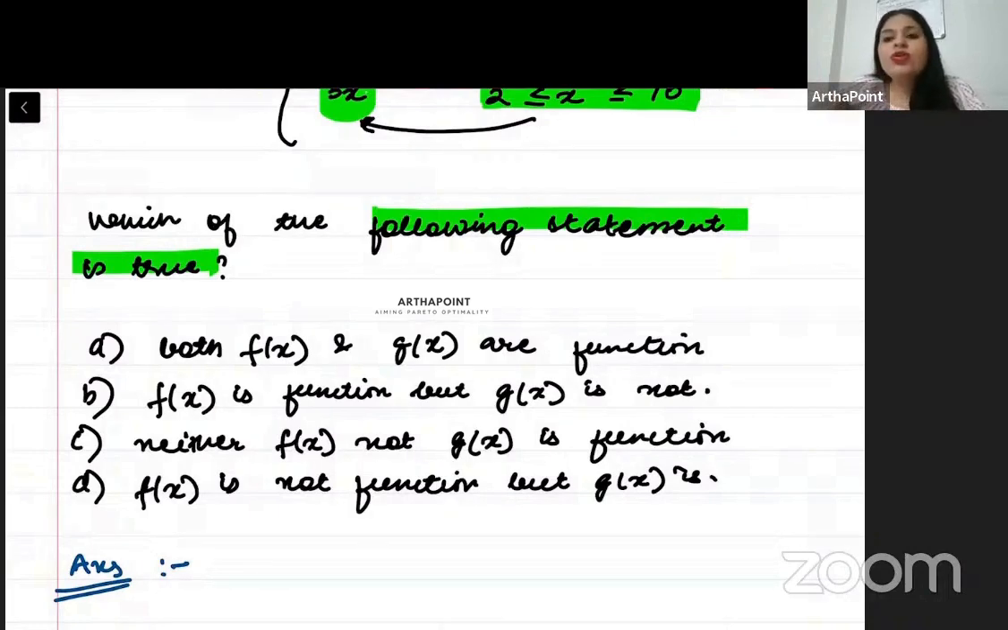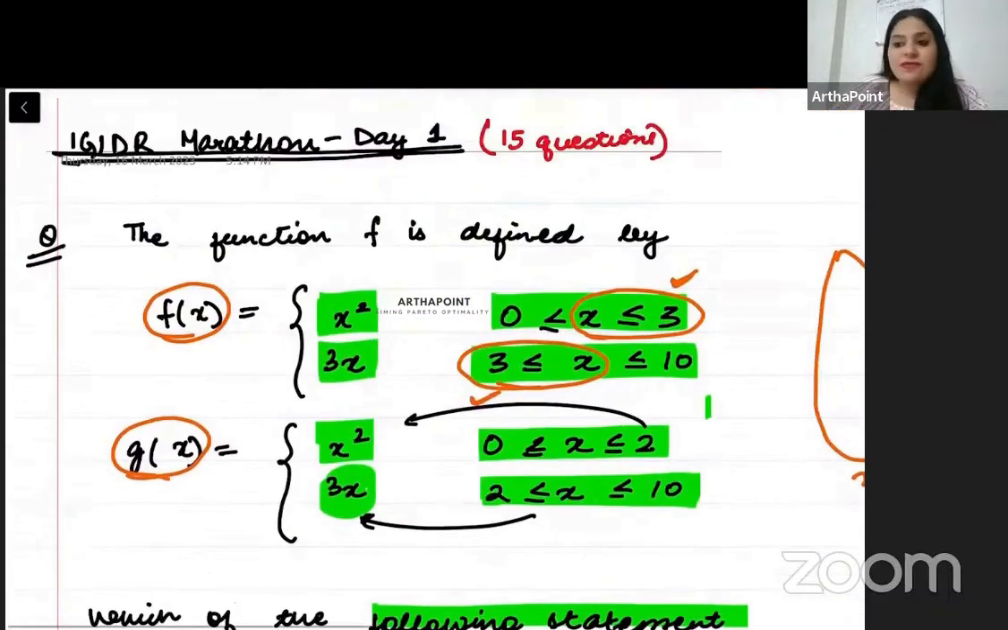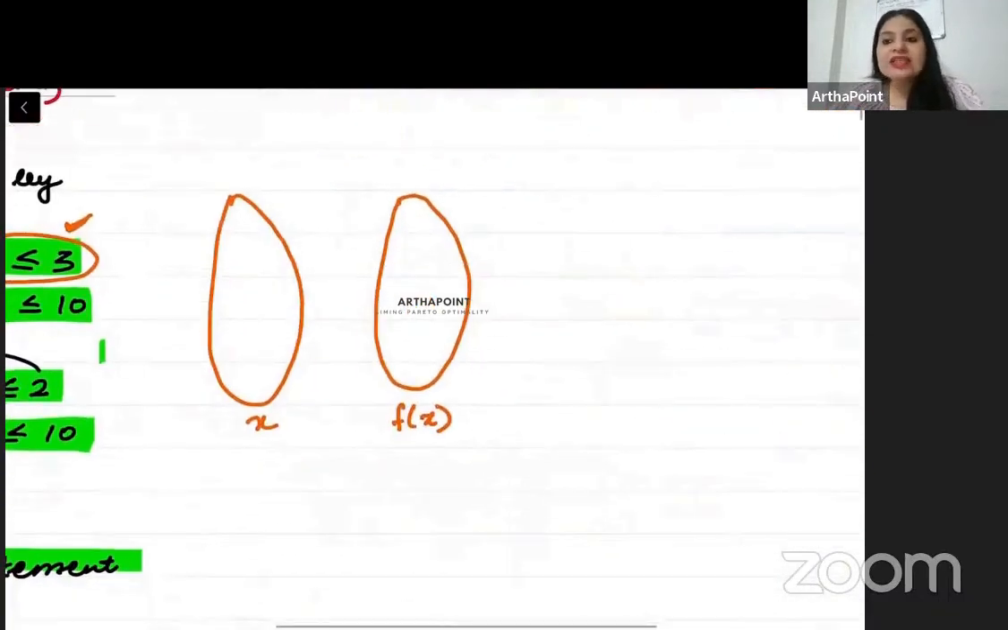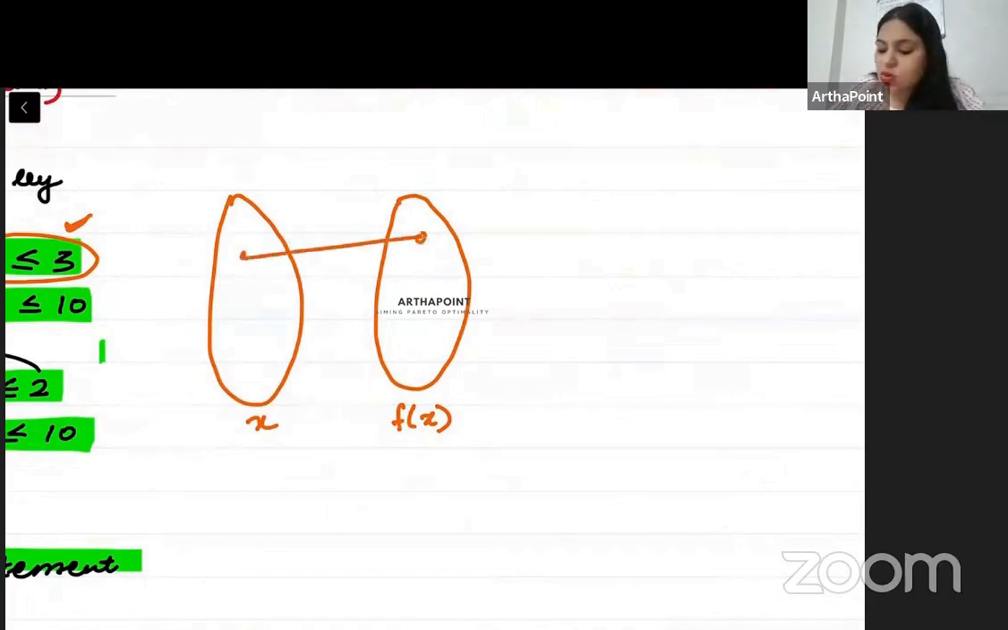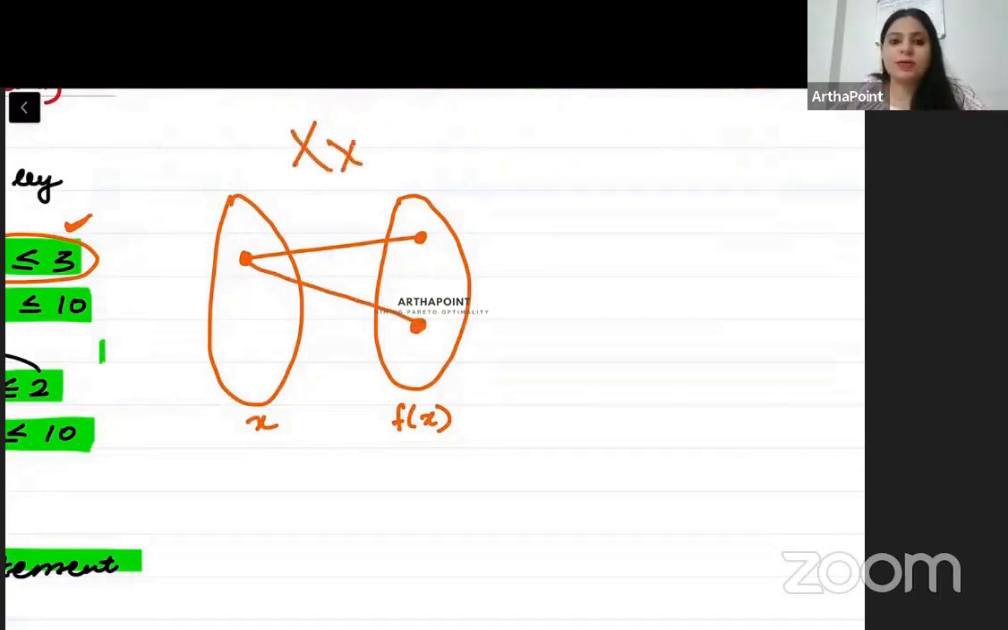Now, in order to do such kind of questions, you have to understand that we must know the definition of a function. And what is a function? We have a function as long as one value of x only links to one value of y. So what we do not want is the same value of x linking to two different values of y. That is not the definition of a function.